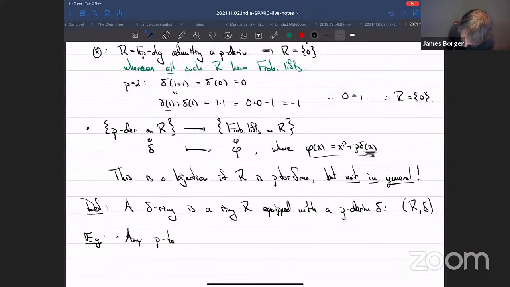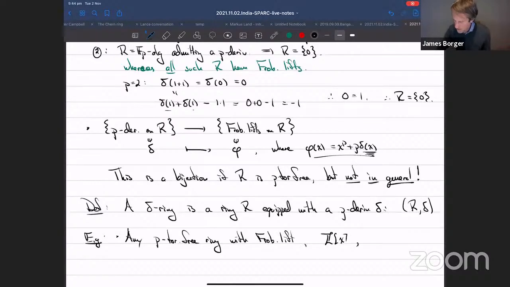So any p torsion free ring with a Frobenius lift is an example of a delta ring. So for instance, if we did this one before, and now remember phi before sent x to the p plus p times anything, but we could just write that now as delta of x. It can be anything.